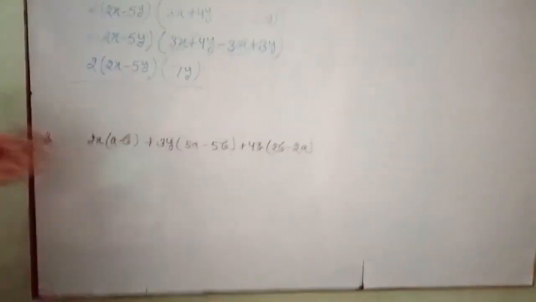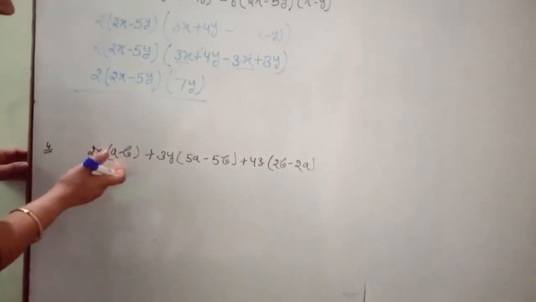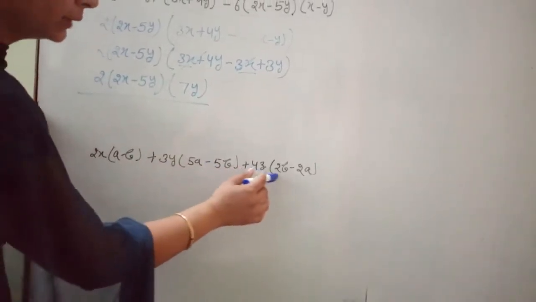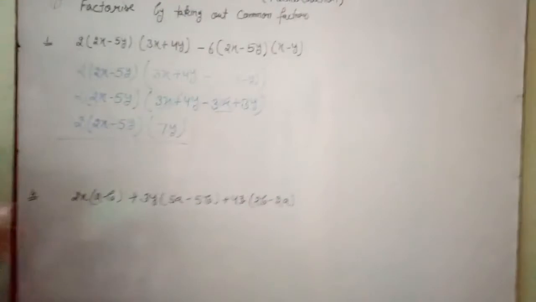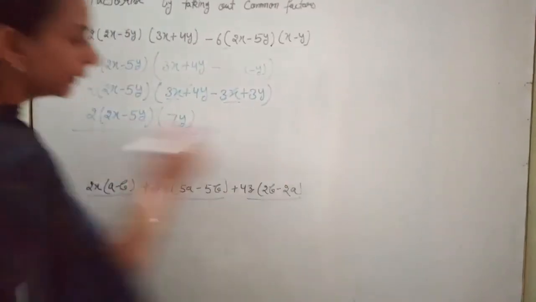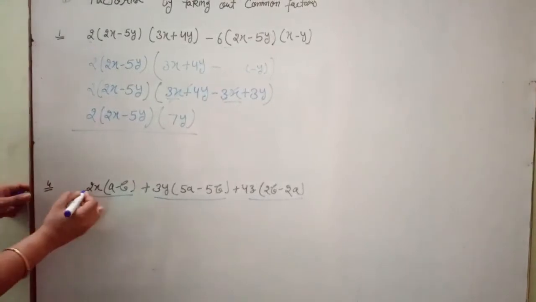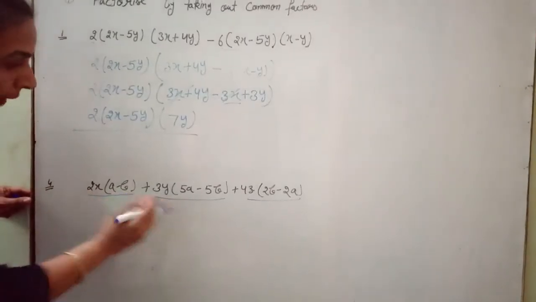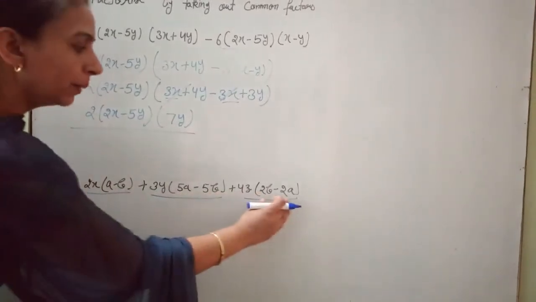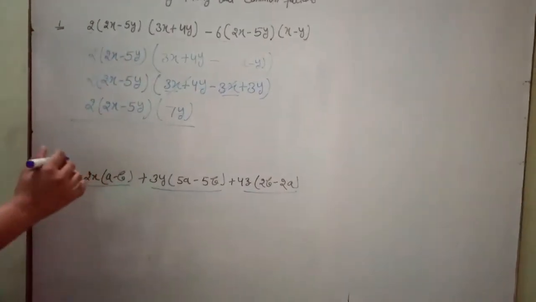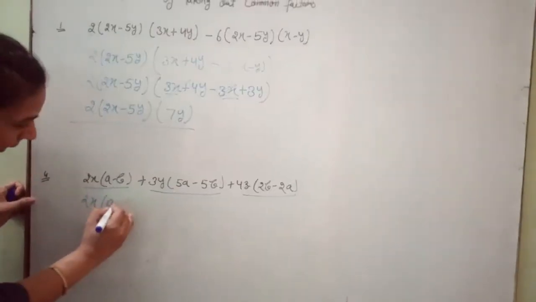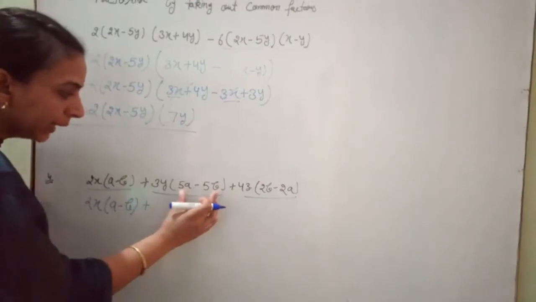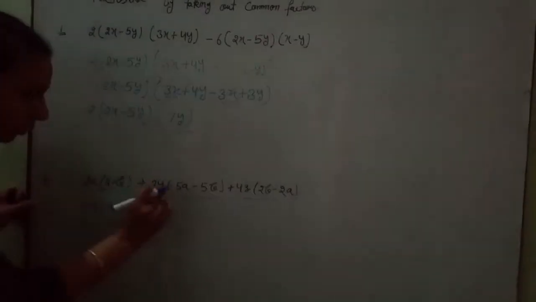Students, we have the algebraic expression 2x(a minus b) plus 3y(5a minus 5b) plus 4z(2b minus 2a). There are a total of three terms: first, second and third. In 2x, 3y, 4z, nothing is common. Again there is a minus b, 5a minus 5b, and 2b minus 2a. First we solve it: 2x as it is, a minus b as it is. Again plus 5a minus 5b, in which 5 is common.